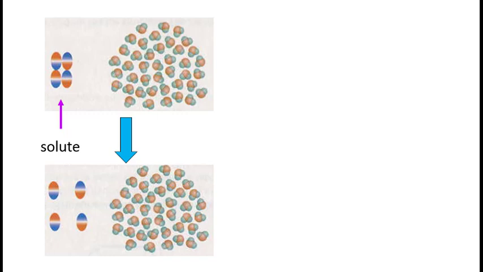The energy change that accompanies this process is called delta H solute. It will require energy to pull opposite charges apart. This is analogous to what happens when you break bonds. It is an endothermic process, and the sign of delta H solute is positive.